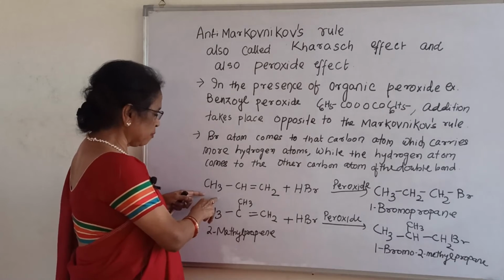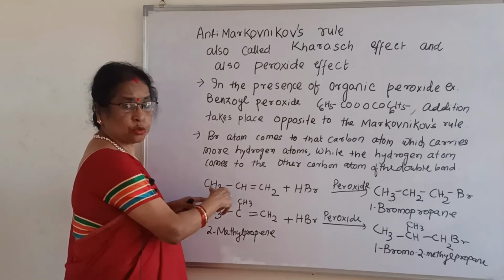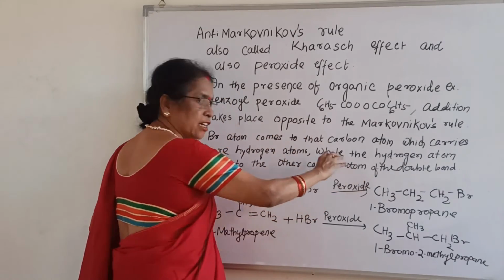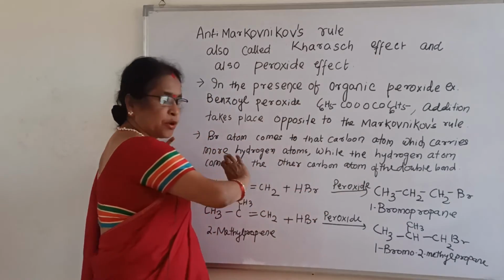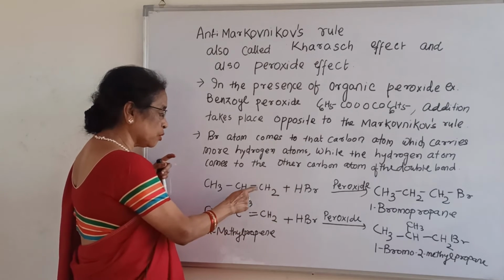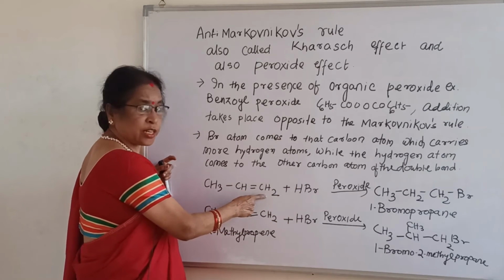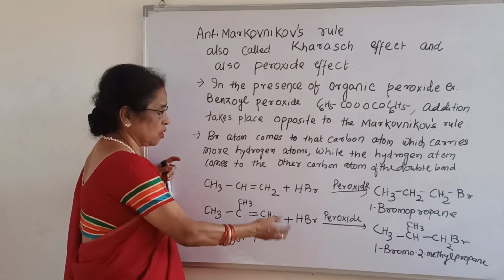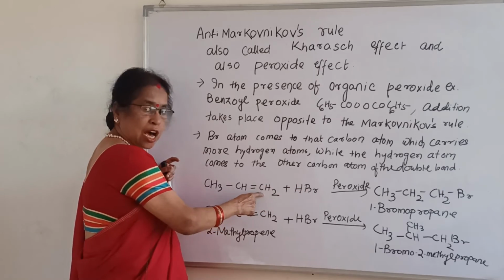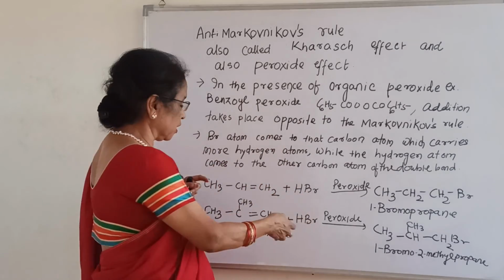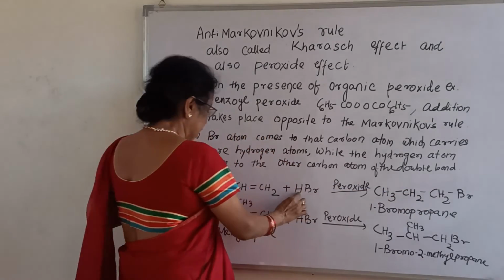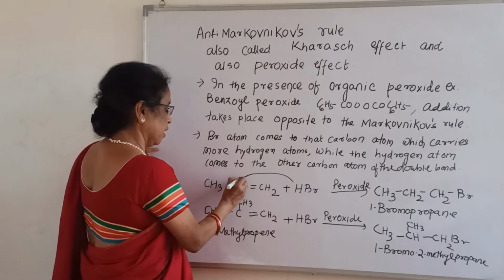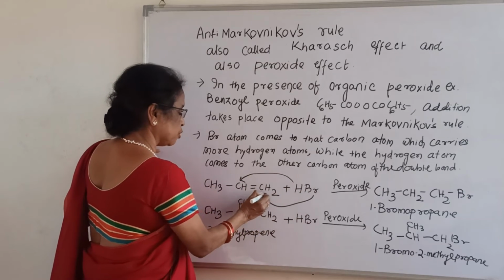Now here, as an example, you can observe CH3-CH=CH2, this is unsymmetrical. You add HBr. If you add peroxide here, the product totally changes. Bromine comes to the carbon which contains more hydrogen between the double bond, one side CH, other side CH2. So Br will go to the carbon which contains more number of hydrogen. So Br comes to here and hydrogen comes to here.